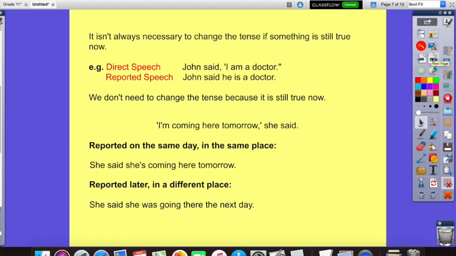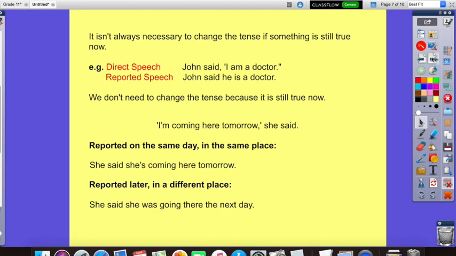And our last piece of information. It isn't always necessary to change the tense if something is still true now. For example, direct speech. John said, "I am a doctor." Reported speech. John said, "He's a doctor." We don't need to change the tense because this is still true now.